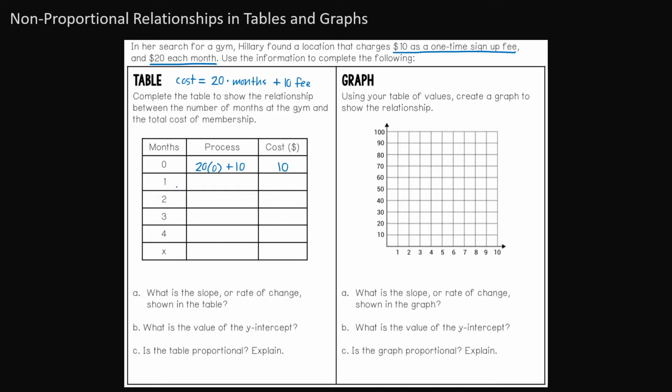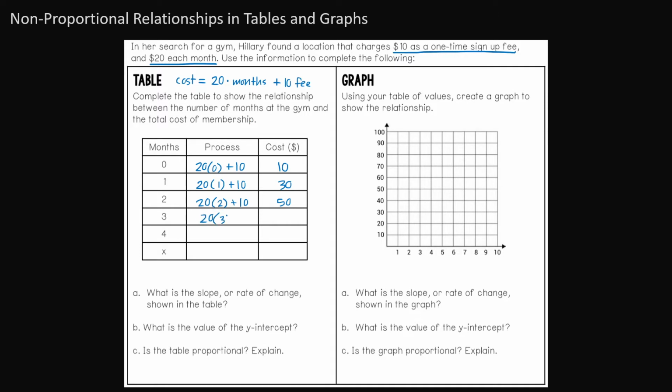Same thing with the rest of the months. For attending the gym for 1 month, this would be $20 times 1 month plus the $10 fee. 20 times 1 is 20. 20 plus 10 is 30. For 2 months, 20 times 2 is 40 plus 10 is 50. You'll notice that our cost is going to jump up $20 each month. That's what that rate means.